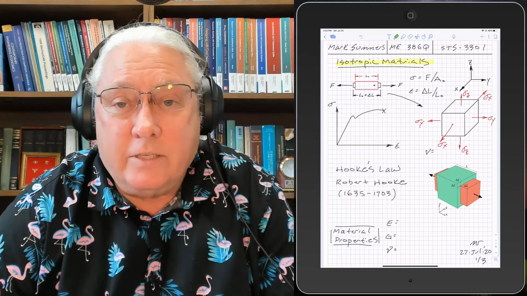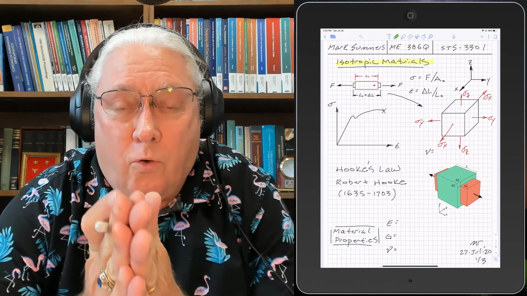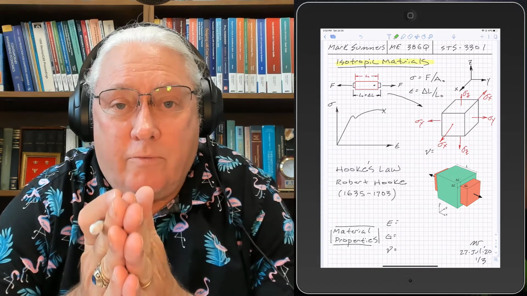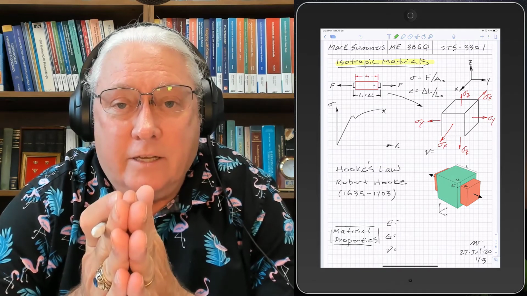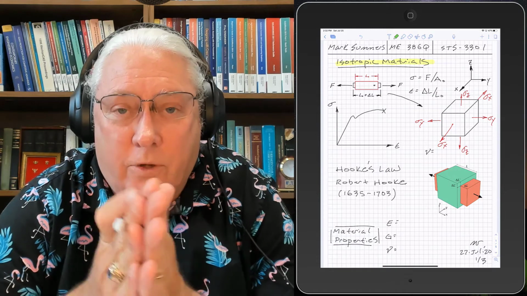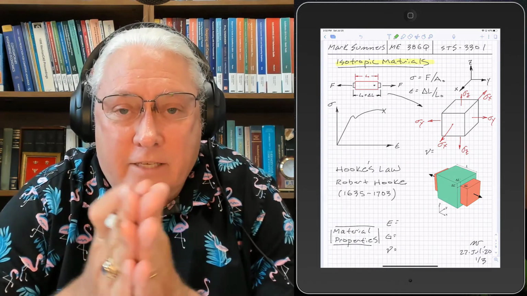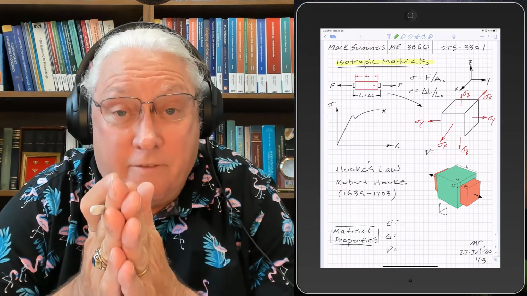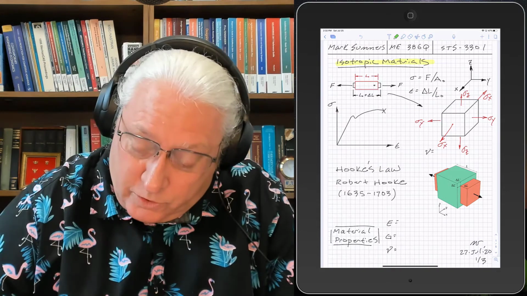Shear stresses are stresses caused by forces not normal. That's why they call it normal stress. Normal stresses are caused by normal forces on faces. Shear stresses are caused by shear forces on faces, which means the force is parallel to the face, as opposed to normal to it.